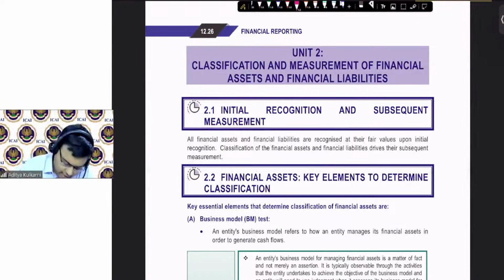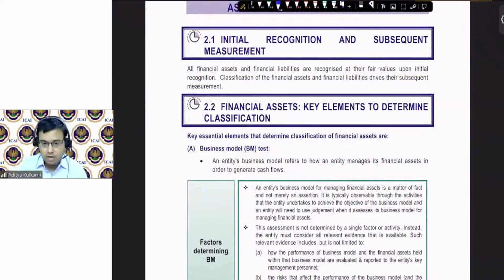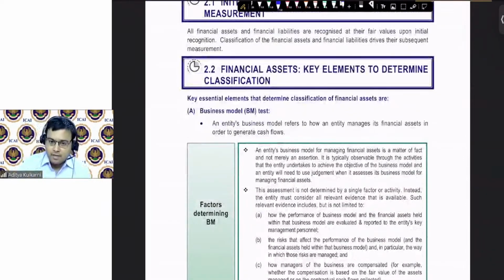Okay. So now coming back to our discussion, कि भैया सर आपने हमें CCFC test बताया, business model test बताया. You have told us all this. So now where do we get to see this? Okay. So I have told you business model test. It is a business model for managing financial assets. Okay. Not determined by a single factor or activity.